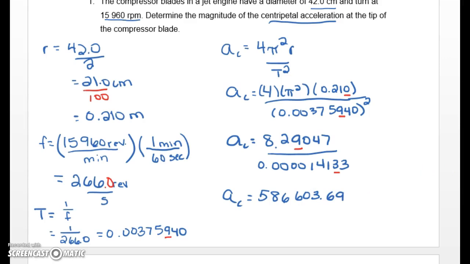586,603.69, and that's a bit of a rounded value there. If you guys chose to keep all of it in your calculator, you will get a slightly different answer, but when you account for sig figs, you'll end up with the exact same answer, which is fine. In the numerator here, we had 3 sig figs. In our denominator, we had 4. So that means that our answer has to have 3 sig figs. So the 6 here is significant, meaning our answer is 587,000 for our acceleration.